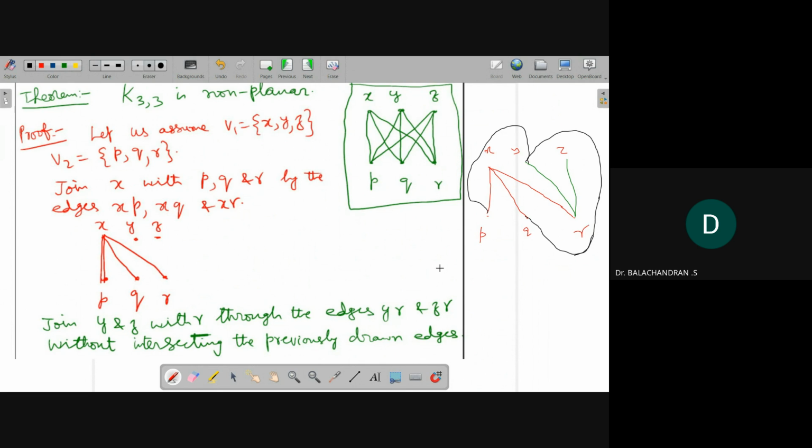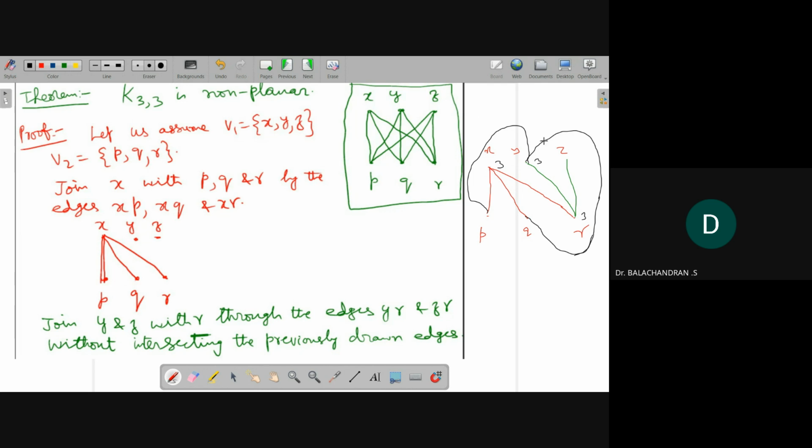So each of the vertices should have what degree? What? Three. Here three. Here three. Here what? Three. Okay. Here two. Okay. Still you can draw something.